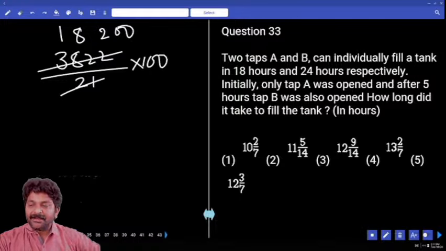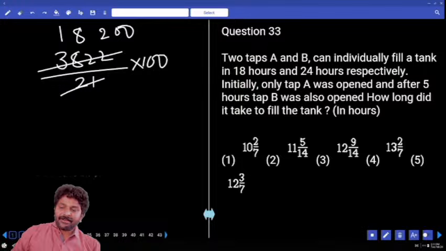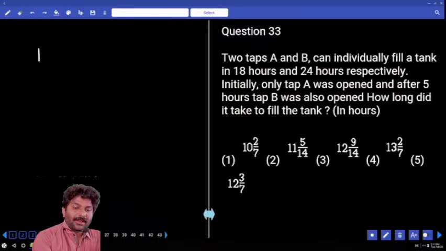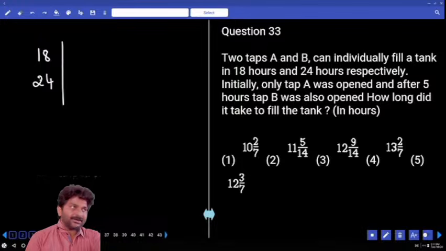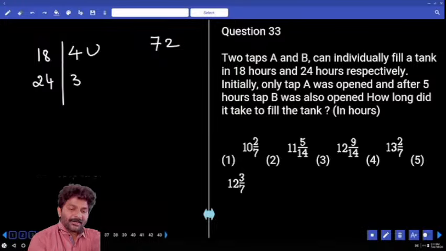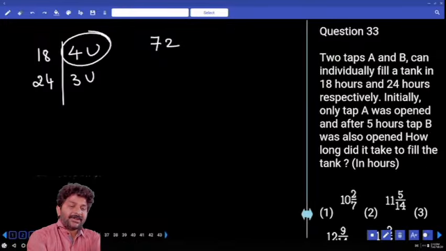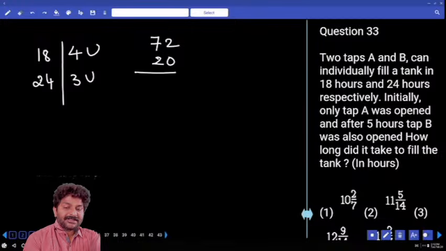Two taps A and B can individually fill a tank in 18 hours and 24 hours respectively. Initially only tap A is opened and after 5 hours tap B is also opened. How long did it take to fill the tank? Now one tap is taking 18 hours, the other tap is taking 24 hours. Let's use the LCM method. Units: total 72. A will fill 4 units. First A is open for 5 hours. So in 5 hours, 5 into 4, that means 20 units of work is done in 5 hours.